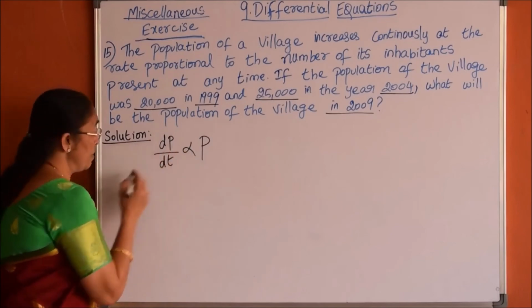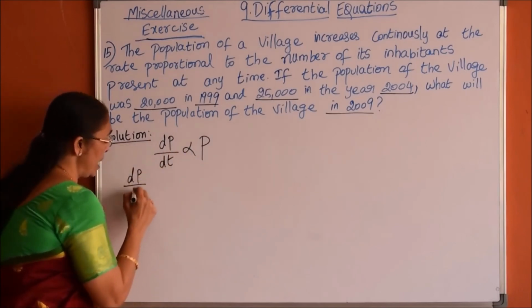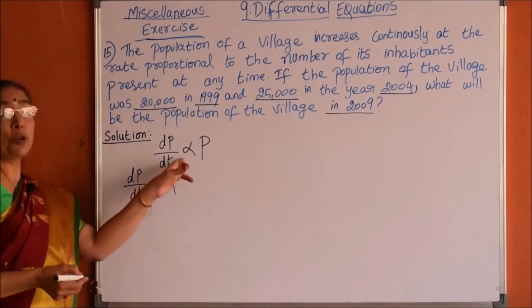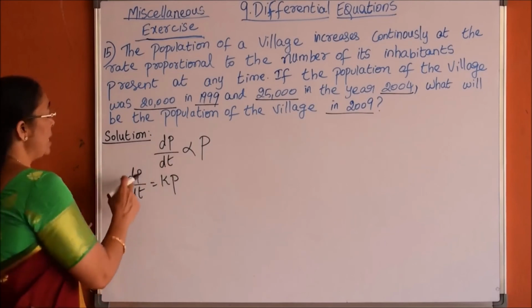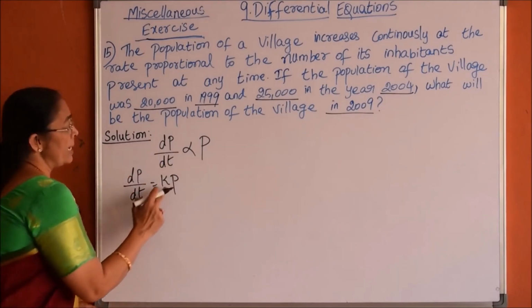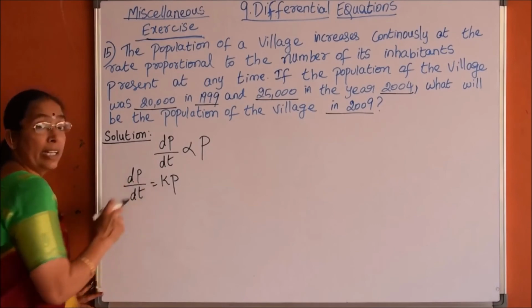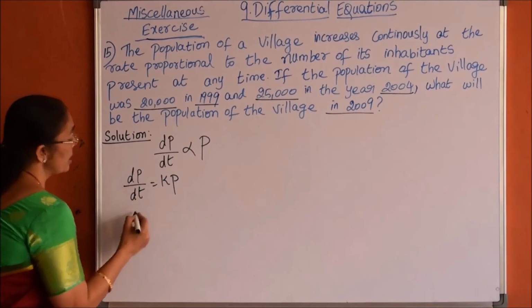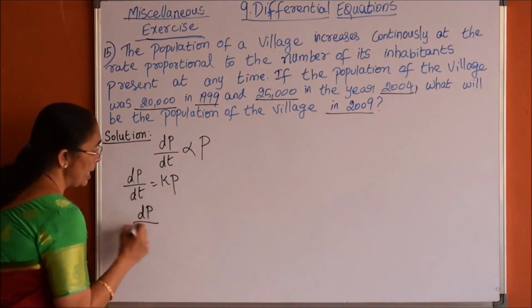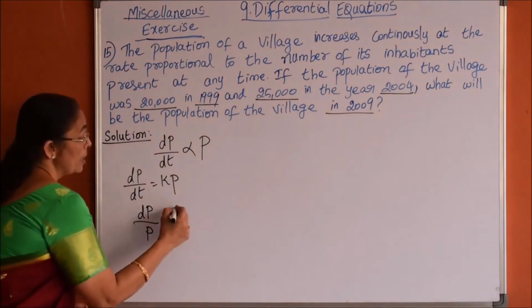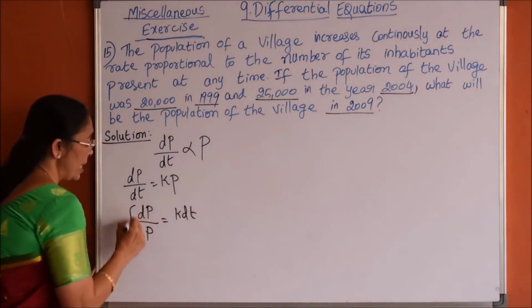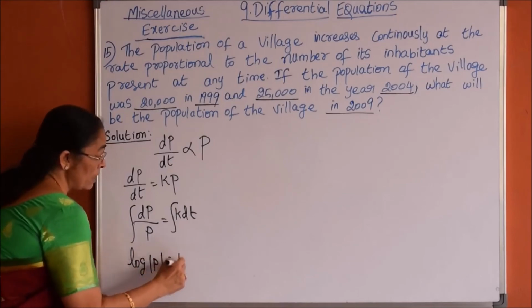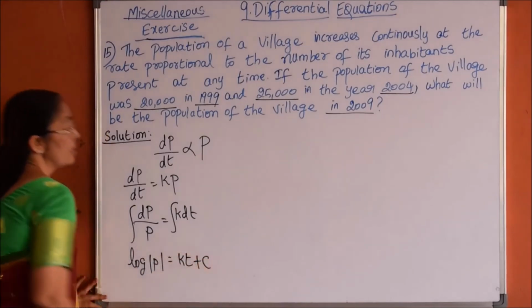To remove the proportionality symbol, I will write it as dP by dt is equal to k into P. This is the differential equation. First, let us solve the differential equation. To solve it, we will separate the variables. This can be written as dP divided by P is equal to k dt. Now integrating on both sides, log mod P is equal to kt plus c.